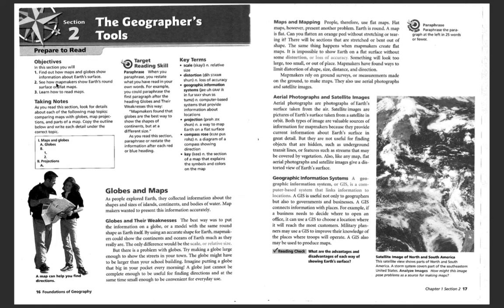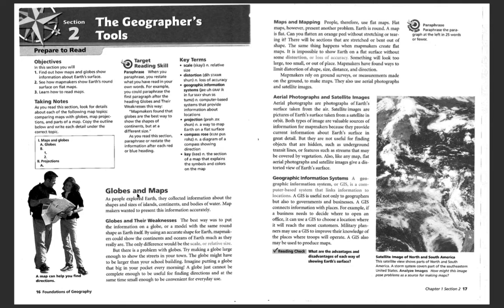In this section, you will find out how maps and globes show information about Earth's surface. You'll see how map makers show Earth's round surface on flat maps, and you will learn how to read maps. We won't be targeting a reading skill. Your teacher may have you take notes. I am not going to have them do that. Your key terms: scale, distortion, geographic information system, which is usually just abbreviated GIS, projections, compass rose, and key. So you will be adding all those words to your key term slideshow.